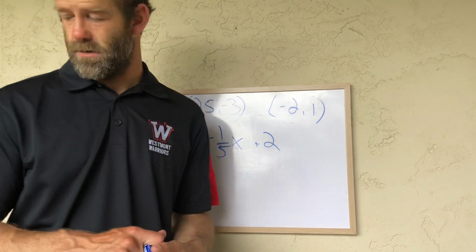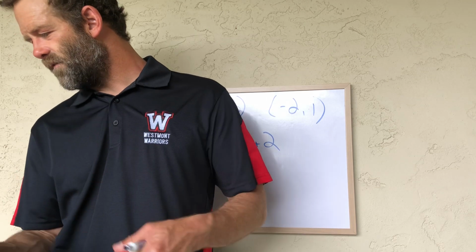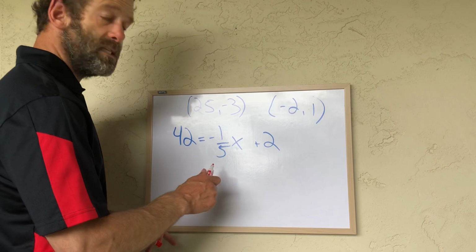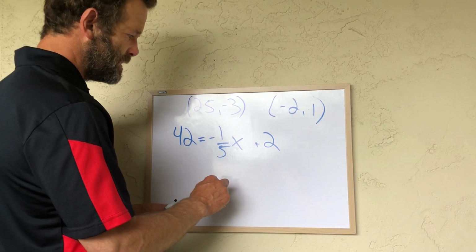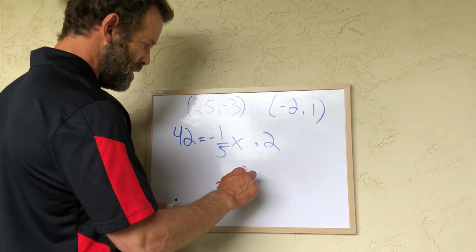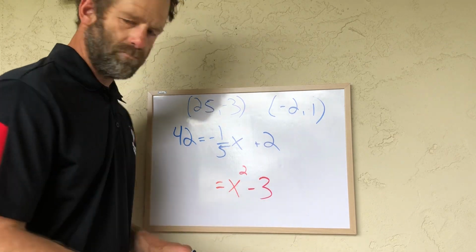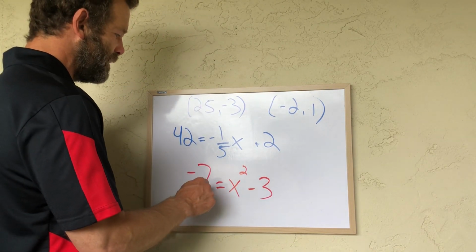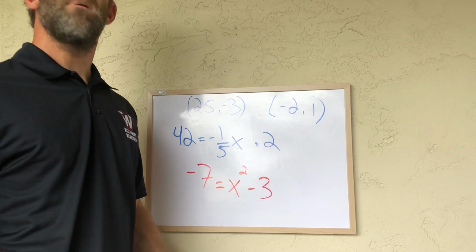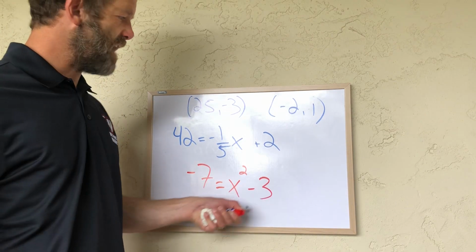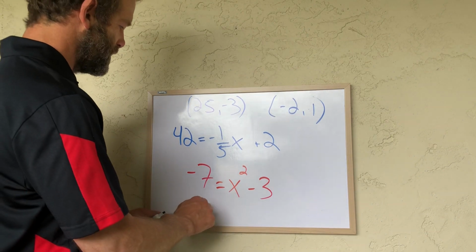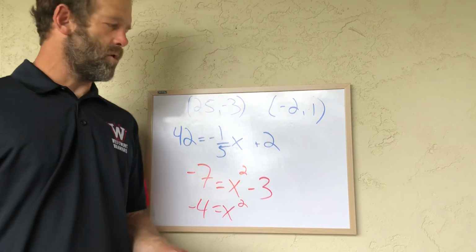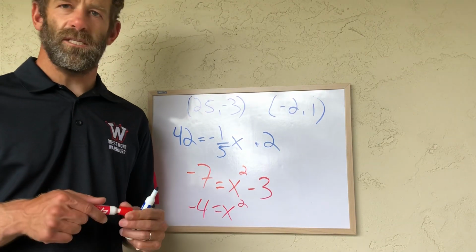The second part says solve g of x if it equals -7. So g of x is x squared minus 3, and it says solve for x if the value equals -7. How do you solve for this? You add 3 to both sides, and you're going to square root it afterwards. So you get x squared equals -4. Now, there is no real solution with this.